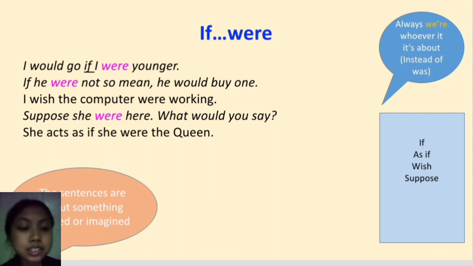So here, you could see that it is always were, whoever it is about, instead of was. Whoever the subject is, you always use were, and it is used with if, as if, wish, and suppose. And lastly, the sentences are about something desired or imagined.